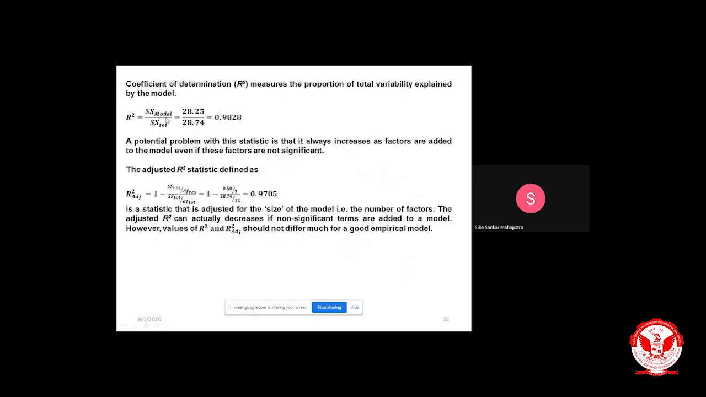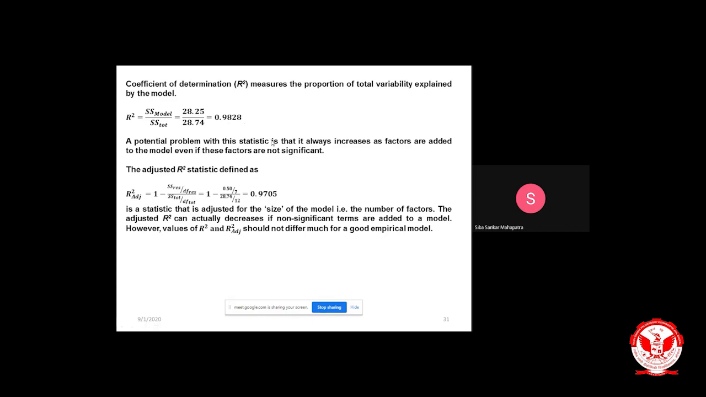So take that sum of square for the model 28.25 and sum of square for the total 28.74, then you will get an R square value for the coefficient of determination, which is 0.9828. That means your model is the correct one. The value of R square should be around 0.9 for physical experiments. Of course, for the social sciences, this value can be 0.5 or 0.6, and that may be acceptable. But when you conduct a physical experiment, the value should be around 0.9 so that you can accept that model. So here the R square value is 0.98, so it is accepted.